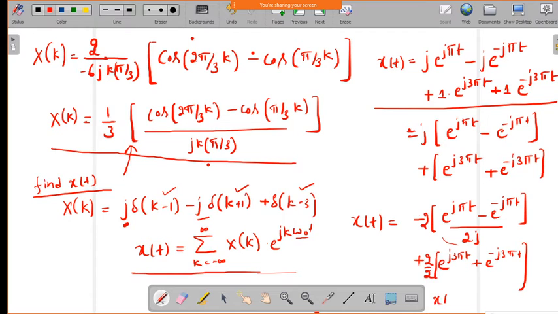So you will get x of t equal to minus 2 sine pi t plus 2 cos of 3 pi t. So this is your x of t signal, the final expression, that is minus 2 into sine of pi t plus 2 cos of 3 pi t. So is it understood? Any doubt? Hello?